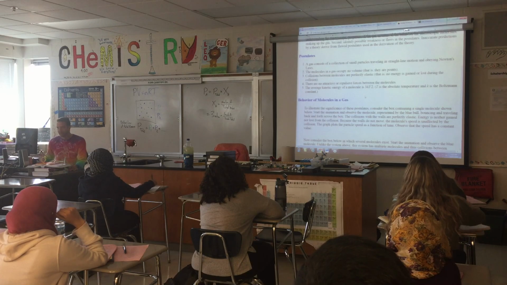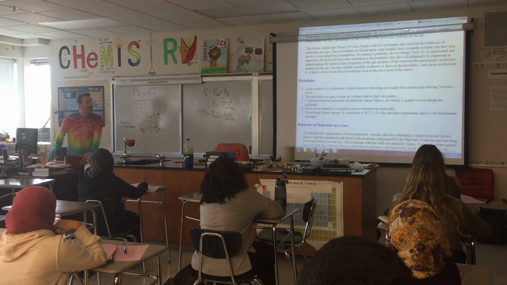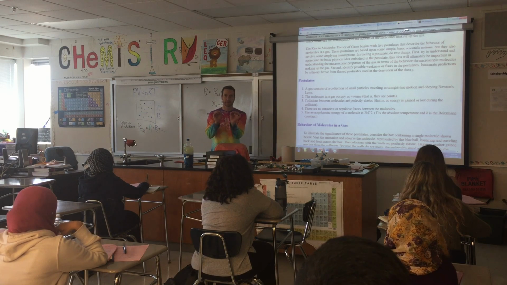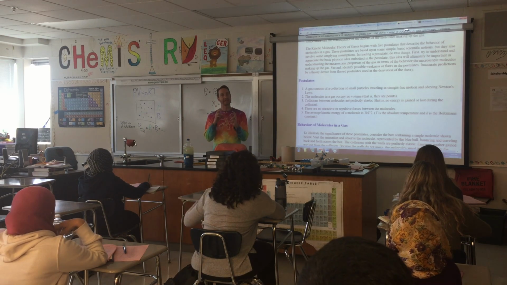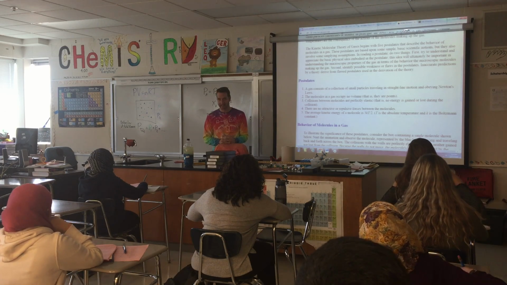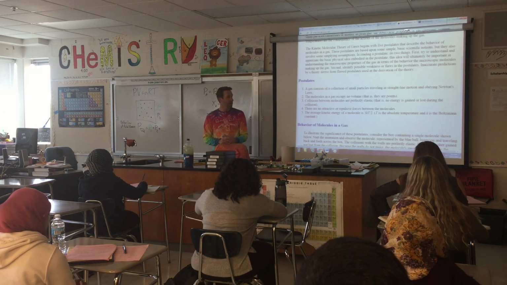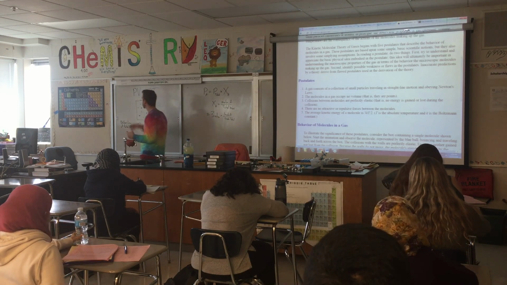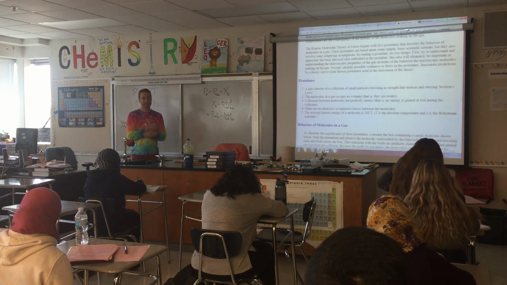Kinetic molecular theory is 5 postulates, 5 little ideas that, if they are true, then a gas will behave like an ideal gas. So these 5 things have to be true in order for something to obey the ideal gas law, PV equals nRT.